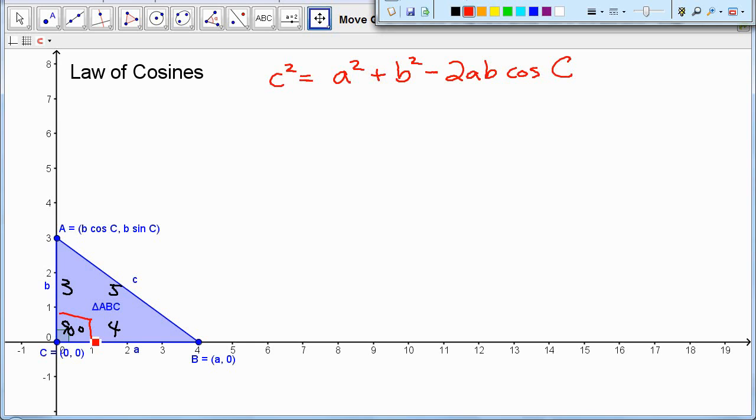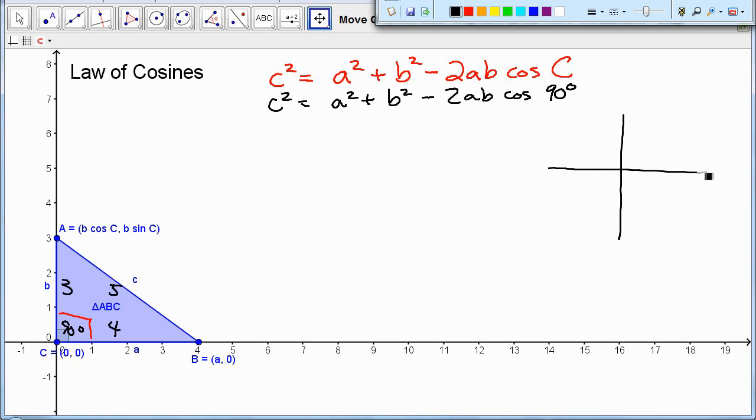Now, not worrying about the fact that I've made it a 3, 4, 5 right triangle, the big deal is I've made it a right triangle. So it doesn't matter if it's a 5, 12, 13, or if it was 4 and 5, that would be 16 plus 25, 41, so the square root of 41. The key is I'm making angle C a 90-degree angle. So I'm going to plug 90 degrees into the cosine of C. So c squared equals a squared plus b squared minus 2ab cosine of 90 degrees.